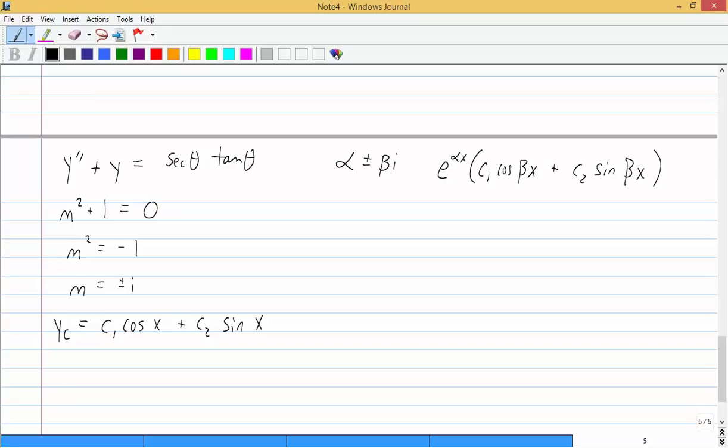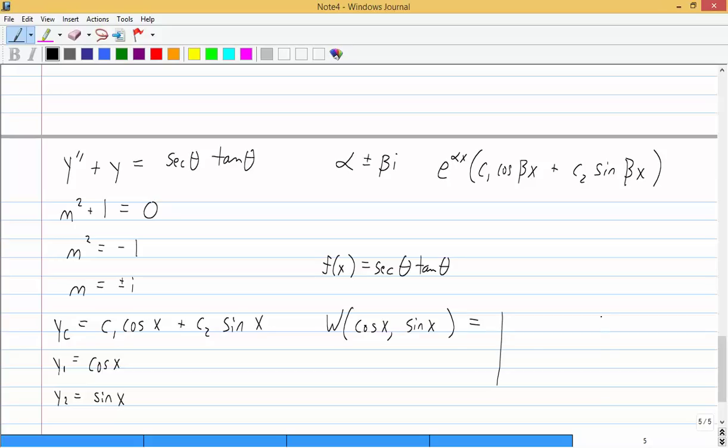Now we look back at our differential equation and see, is it in standard form? This one is also in standard form, so there's nothing to divide anywhere, and our f of x is going to be equal to secant theta tangent theta. Now, before we can proceed, we need to figure out our y sub 1 and y sub 2 that we're going to use in all of our Wronskians. So y sub 1 is going to be cosine of x, and y sub 2 is going to be sine of x.